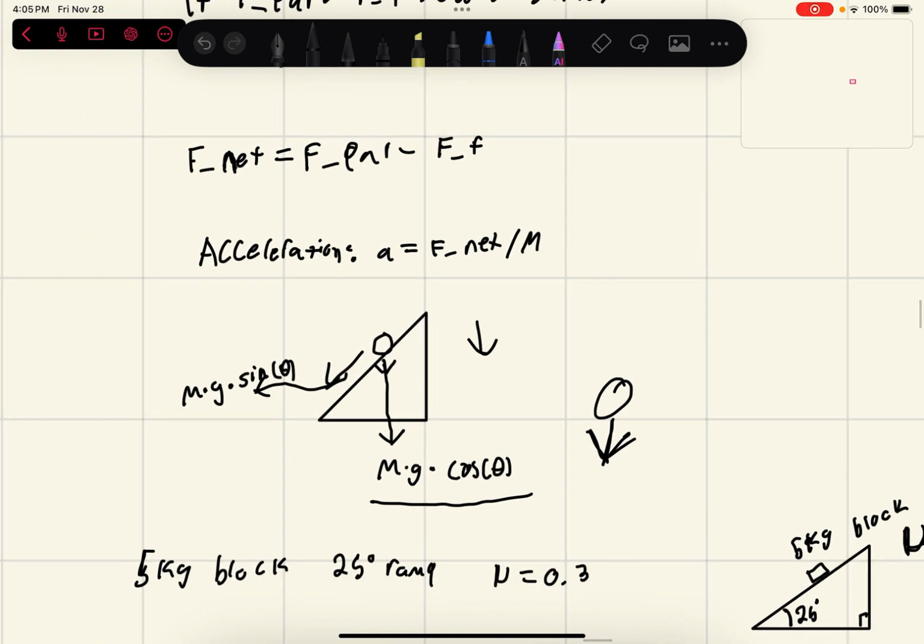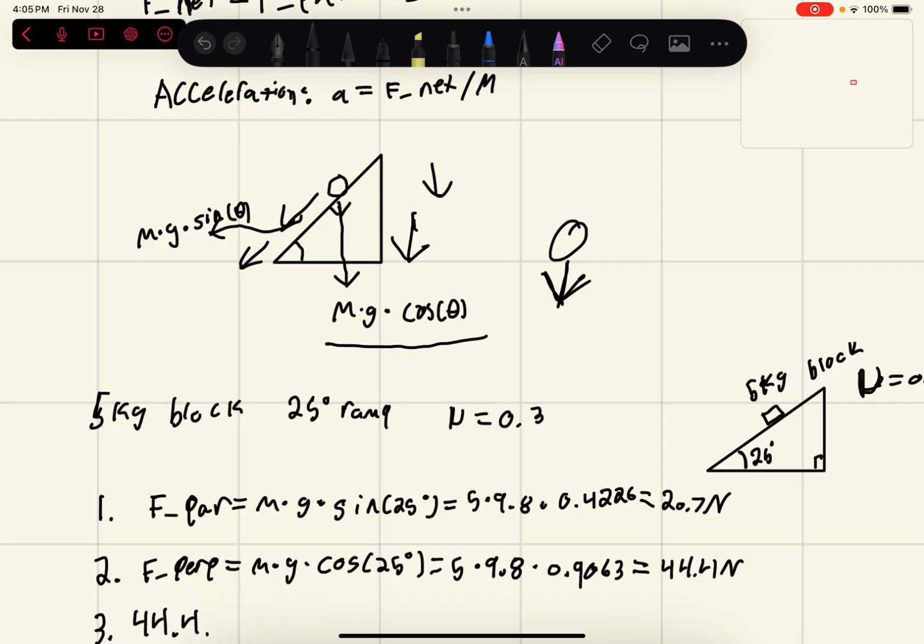And so here we can see we split them up into two parts. The force moving it down is mass times gravity times sine theta. This is sine theta right here. The force pulling it down into the earth is mass times gravity times cosine theta. Okay? Practice question you can do on your own.